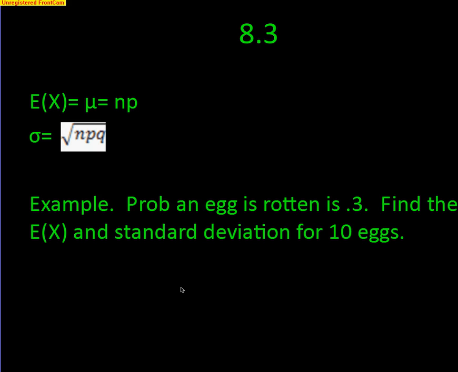So let's talk a little bit more about binomial distributions. Let's talk about the expected value and the standard deviation. Now remember, the expected value is the same thing as the mean, and the mean is just n times p, so it's your sample size times the probability it occurs. And you'll see in this problem, my example, how expected value really makes complete sense.